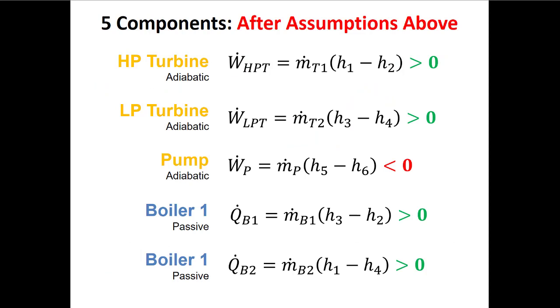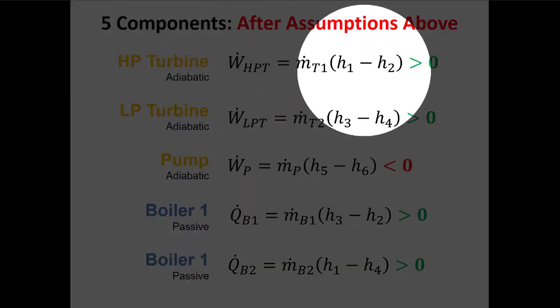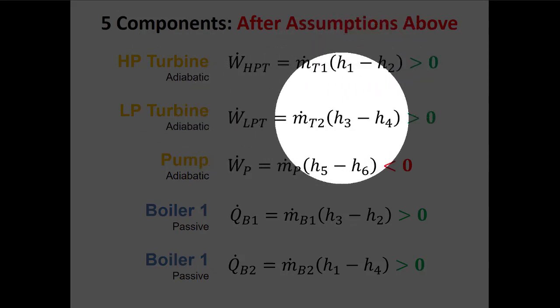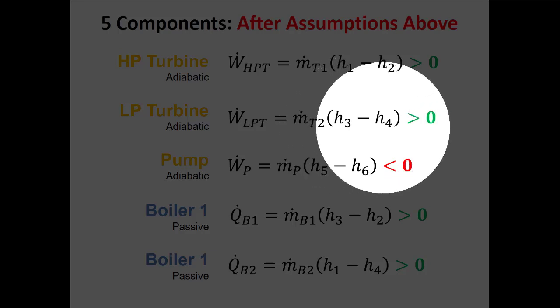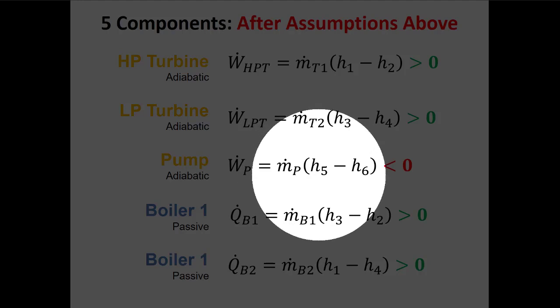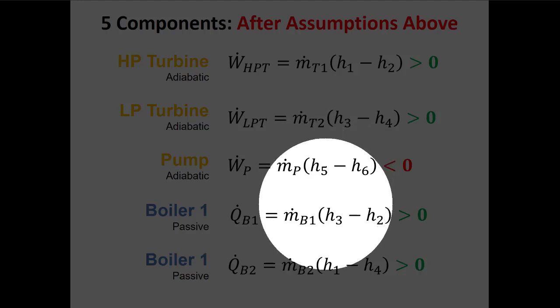For the high pressure turbine, I'll get the mass flow rate through the first turbine times H1 minus H2, H in minus H out. For the low pressure turbine, it's still m dot times H in minus H out, but H in is H3 and H4 is H out. For the pump, again, still m dot times delta h, but now I'm expecting a negative number. So this is the mass flow rate through the pump times H5 minus H6.